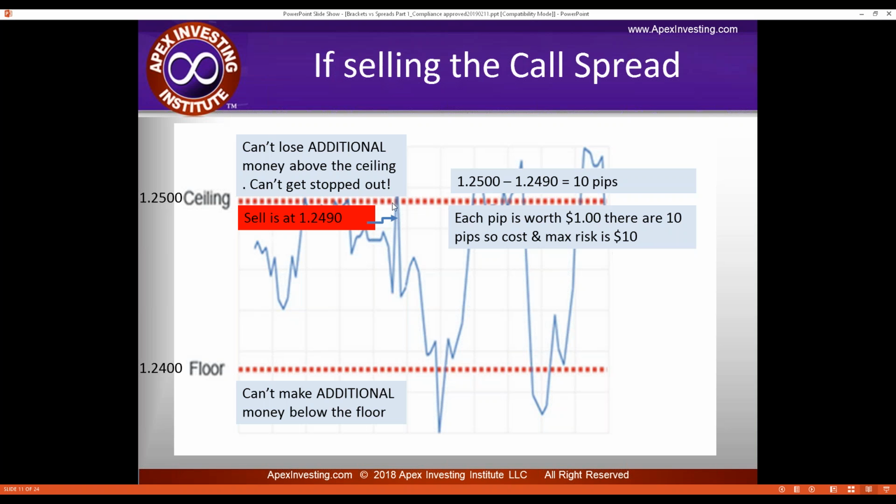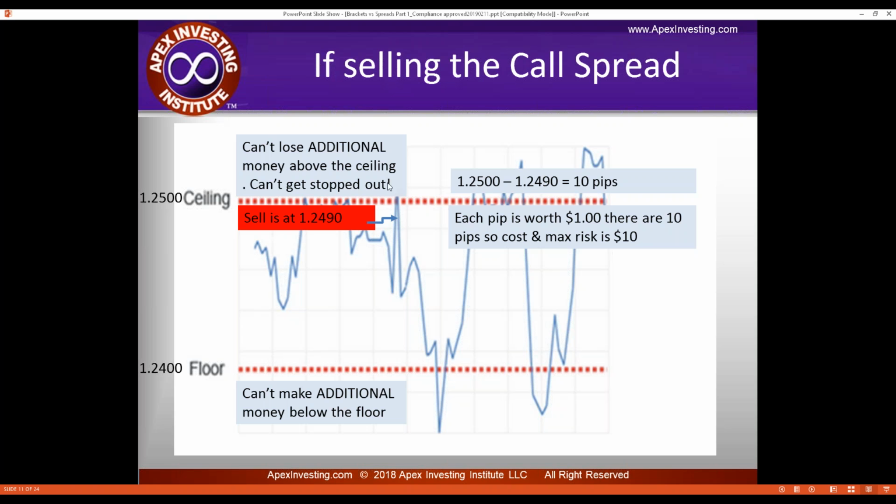So I don't lose any money above the ceiling. If I'm wrong and the market doesn't go down, it goes up, I don't lose money above the ceiling. So my max risk there is those 10 pips, each pip being worth $1, so my max risk is $10. I thought the market was going short here, I sold. Well, it decides to pop up first. Just because it pops up and hits the ceiling, the trade is still open. It does not knock me out of the trade. On a call spread, the trade is still open.